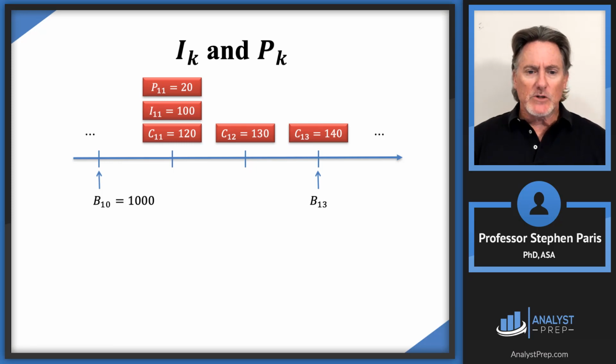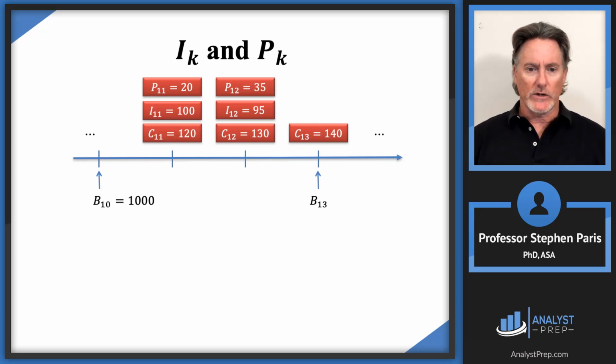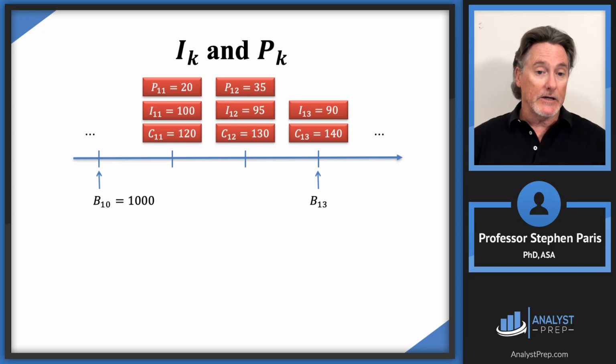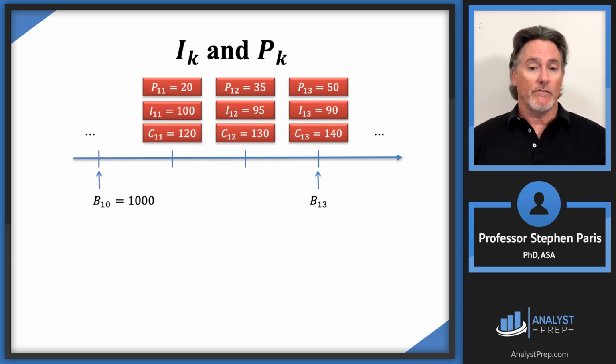And let me make up some other numbers at times 12 and 13. Let's say that at time 12, 95 was paid in interest. That means the difference between 95 and 130, which is 35, would be repaid in principal. And then at time 13, let's say 90 was paid in interest. The interest payment was 90. Then 140 minus 90, or 50, would be the amount of principal that would be repaid with that payment.